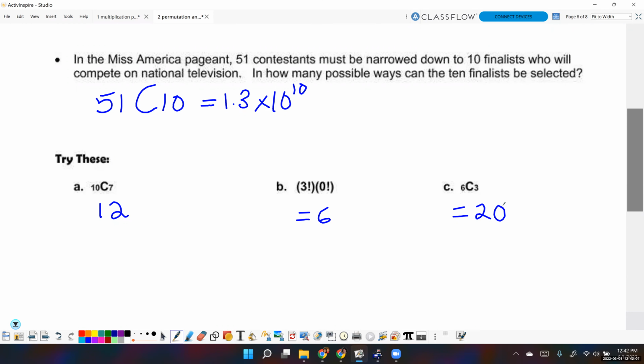This should be the result of your calculations. If anyone's wondering about letter B and why 0 factorial is 1, let's think about it. Here I have 3 items that I'm arranging all of them in a unique way. So that will be 3 times 2 times 1. Here I have 0 items. I'm arranging all 0 items in a unique way. How many ways can I arrange 0 items? If you said 1, you're correct. 0 factorial is 1 because there is 1 way to arrange 0 items.